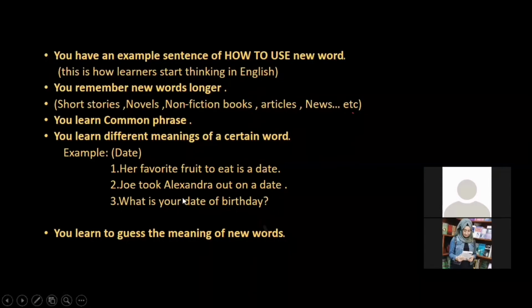We got another point. It says you learn common phrases. Common phrases. Oh my God, this is a very big problem for the learners, because common phrases is about speaking naturally, all right? You don't speak nonsensical things. You speak like a native when you know common phrases, because you learn inside a context. You will learn how to use that word and what other words to use with the same word, all right? Learn different meanings of a certain word.